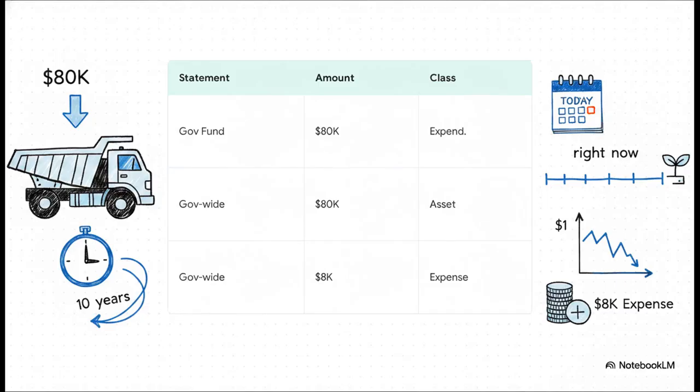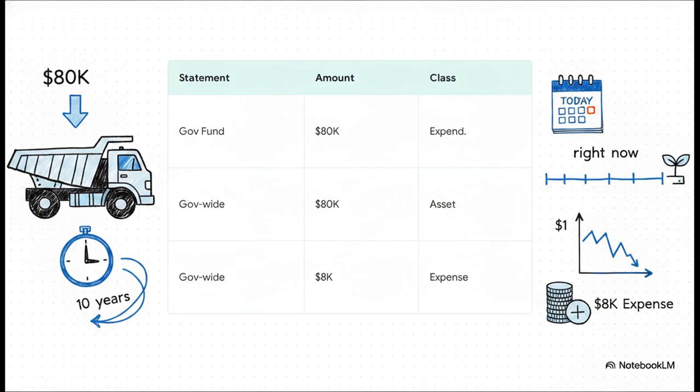Let's run our final scenario, Greenfield Scenario 4, through our framework. The city buys an $80,000 truck with a 10-year life. Step 1, we know it's an outflow. Step 2 and 4, let's split it by statement. The governmental fund cares only about the current financial resources being used right now, so it records an immediate $80,000 capital outlay expenditure. It does not record the truck as a long-term asset, meaning the governmental fund balance sheet is going to show zero for this asset because the financial resource was entirely expended.